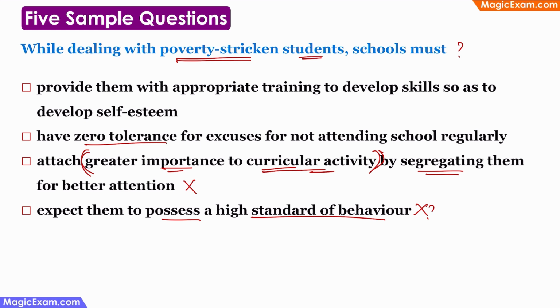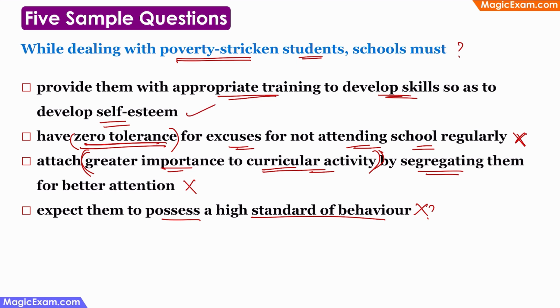Next, have zero tolerance for excuses for not attending school regularly. Now, children, they should be interested in attending the school, right? You cannot force them to attend the school if they are not interested. So by having zero tolerance, that is if you are going to punish them if they miss school 1 or 2 days because of reasons beyond their control, then you are needlessly discouraging them, right? You are needlessly punishing them. Therefore, having zero tolerance for excuses for not attending school, this is also incorrect. On the other hand, you should find out why are they not attending school regularly and make sure that you help them come to the school regularly, not just have zero tolerance. Therefore, this is incorrect.